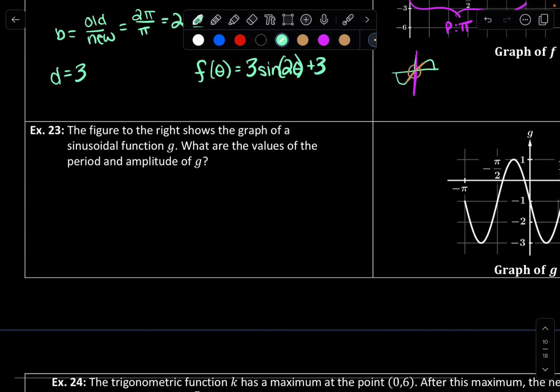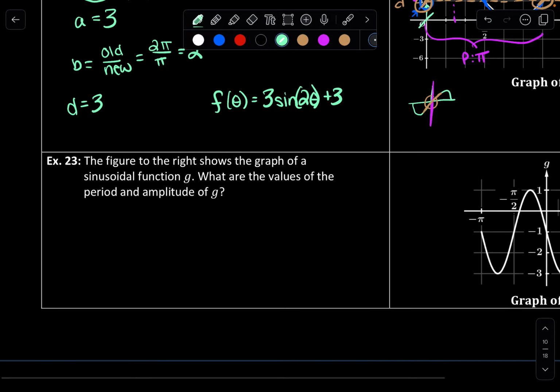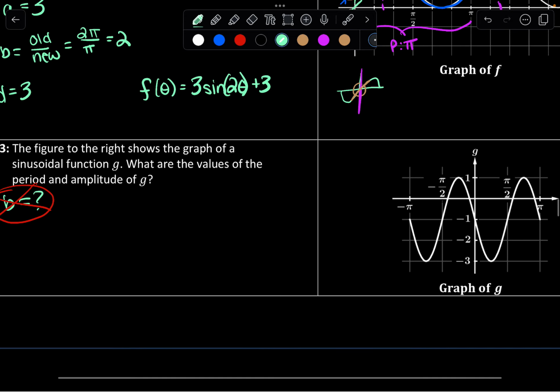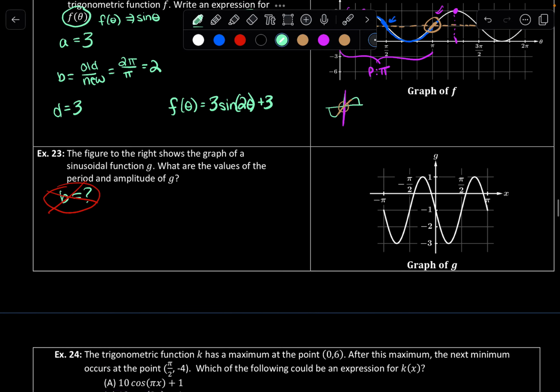All right, the figure to the right shows the graph of a sinusoidal function g. What are the values of the period and the amplitude of g? So now this one is not asking for an expression, it's just asking for the period and the amplitude. So be careful, we're not looking for b. The period and the b value are not the same thing. They work together to solve for one another, but make sure if it's asking for the period, you explicitly state what the period is. Let's do the amplitude first.